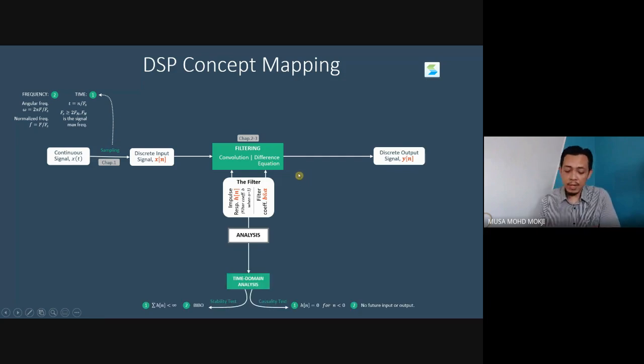So what kind of analysis for LTI systems have we seen so far? It is the stability and causality test. Okay, we can test stability and causality for LTI systems. We don't need to test linearity and time invariance anymore, because it's already linear and time invariant. So that's why we are focusing on the other two, which are stability and causality. And we have seen 3 methods on how to test stability and causality.